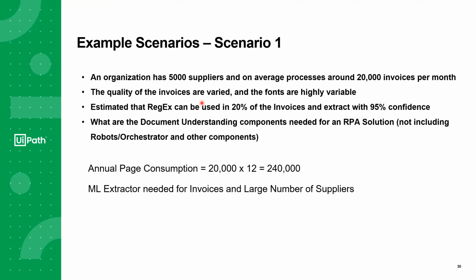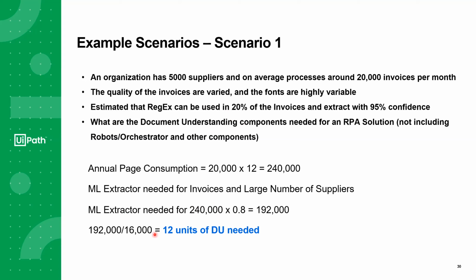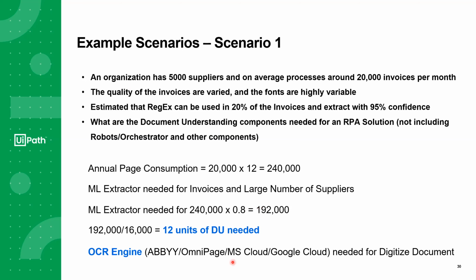Because it's highly variable and I'm using invoices, I need to use the ML extractor, and there's a large number of suppliers. Because I believe I can use regex for say 20%, I don't actually need to consume 240,000 pages with document understanding. I can estimate maybe 80% of that for the machine learning extractor. So 240,000 times 0.8 is 192,000. As I mentioned before, we sell document understanding in chunks of 16,000 pages. So I divide that number by 16,000 and I'll need 12 units of document understanding for this particular scenario. Plus I'll need an OCR engine because of the highly variable fonts and font sizes.